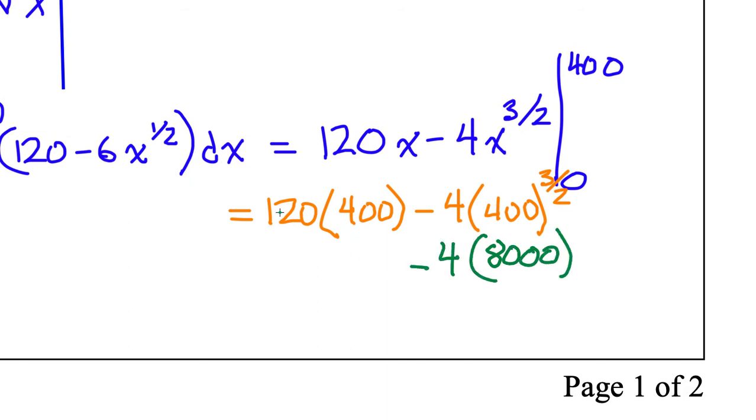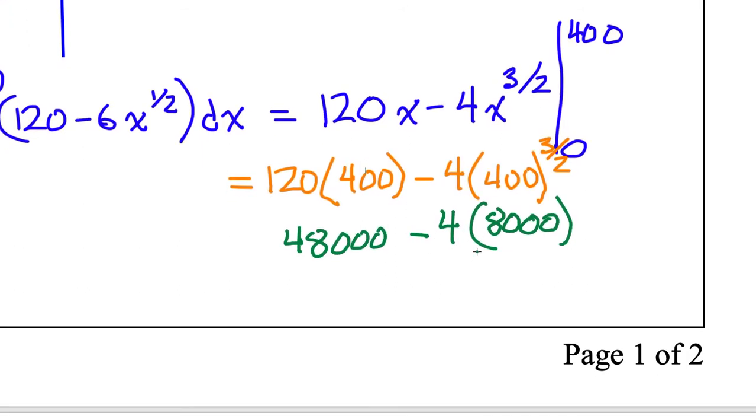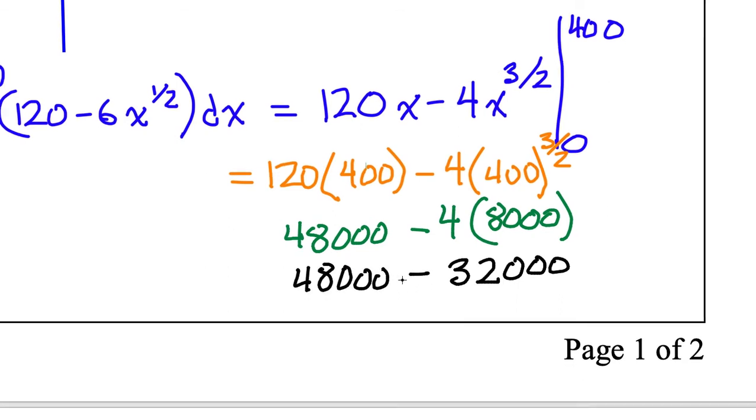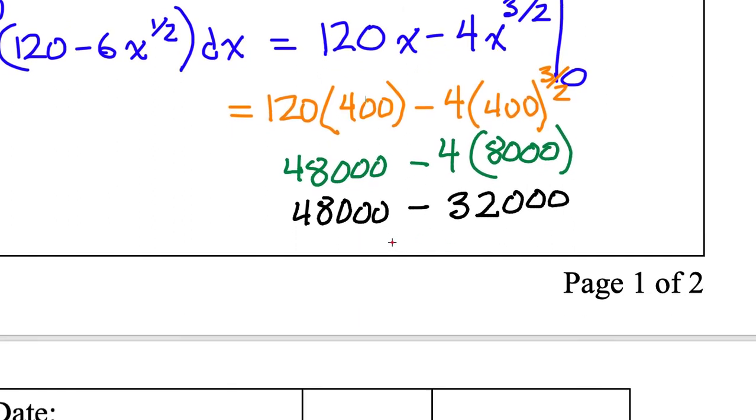Minus 4. And then 4 times 120 is 480, or 48 with 3 zeros, minus 4 times 8,000, and 4 times 8 is 32, so 32,000. That's 48,000 minus 32,000, which is 16,000. They make $16,000, and that is in units of dollars.